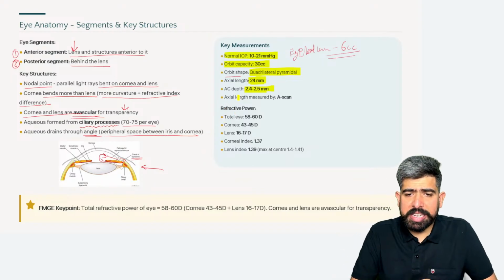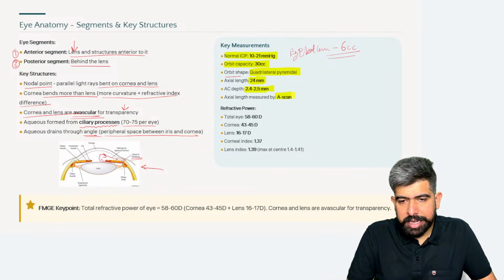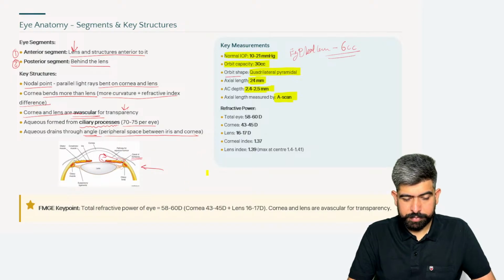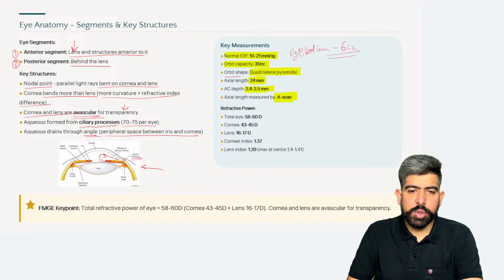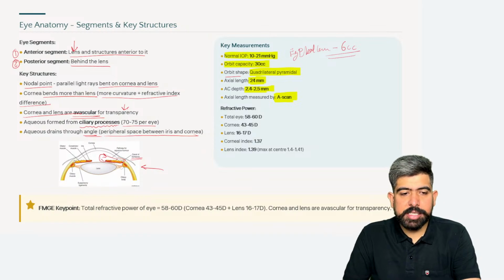AP length we can also say this. So this axial length is measured by the ultrasound probe, which is known as A scan, right? So we say this the A scan. हम इसको क्या बोलेंगे? A scan बोलेंगे.